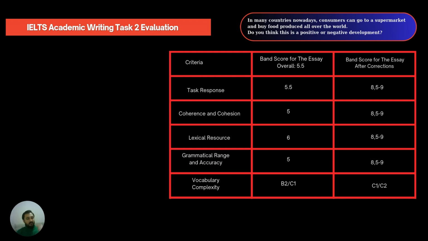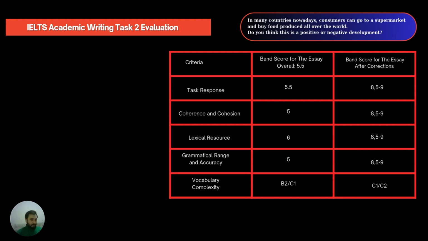Okay, lexical resource. Third one. The essay demonstrates a significant range of vocabulary, but more precise and sophisticated word choices will enhance the overall impact. Some vocabulary is used inappropriately. Okay, grammatical range and accuracy. This is the last one.